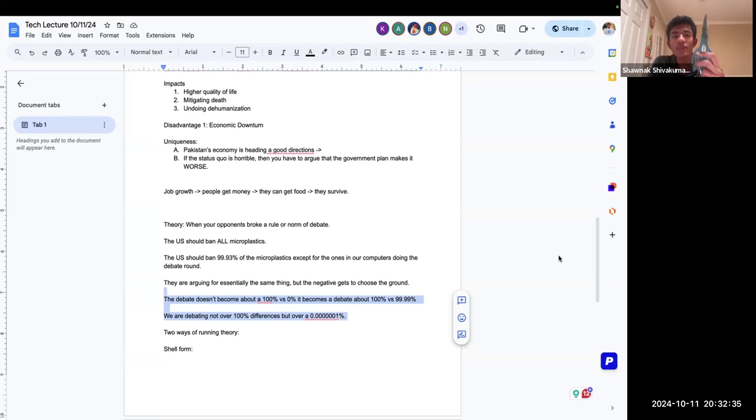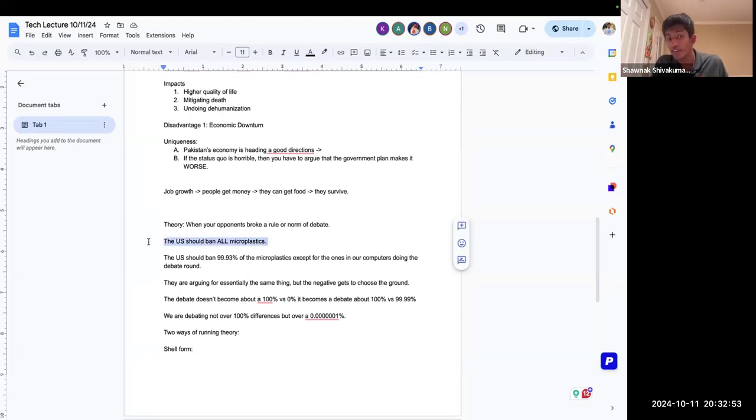So they get 20 minutes of prep time to prep a very specific ground, and the affirmation has no prep time. So it becomes so unfair that you will most likely always lose the round. And I'm giving you a stupid example, but this happens all the time. Like, for example, I'll show you examples later.